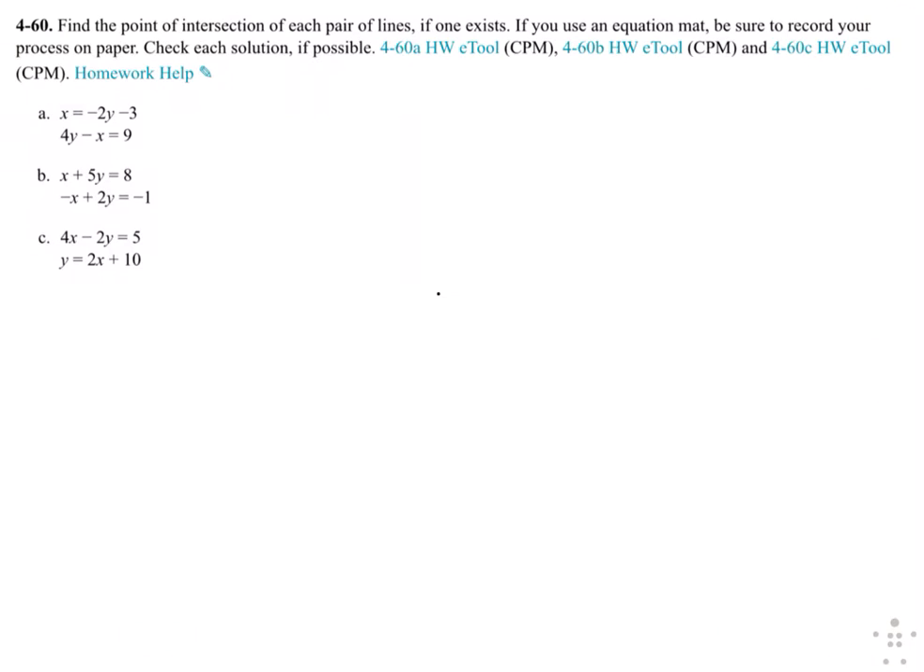Okay, for number 60, they want us to find the points of intersection for the pairs of lines. So basically, they want us to solve the system of equations. So the first one, we'll start here, right? So A is x equals negative 2y minus 3, and then 4y minus x equals 9.